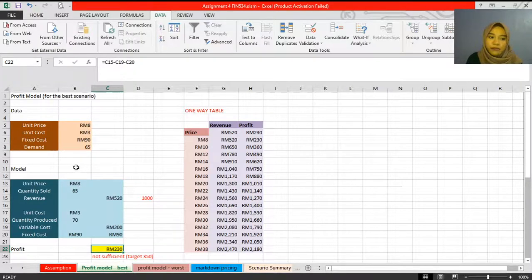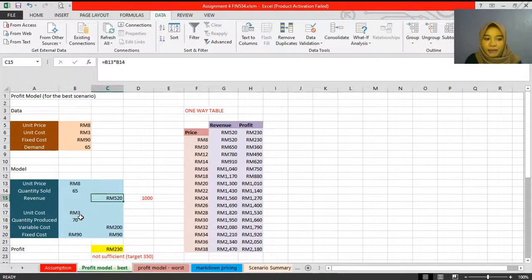For my model, my unit price is 8 ringgit and quantity sold is 65 units, and then my revenue is 520 ringgit, which I got from unit price multiplied by quantity sold. This is not sufficient, because I am targeting my revenue to be 1,000 ringgit.